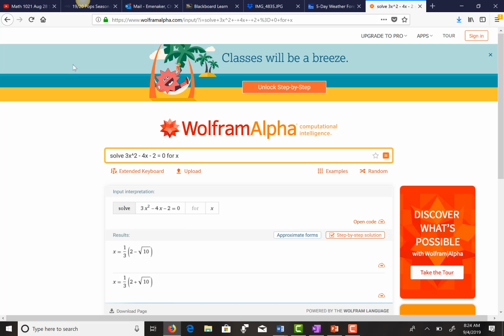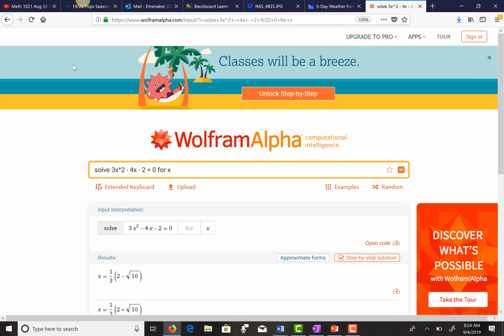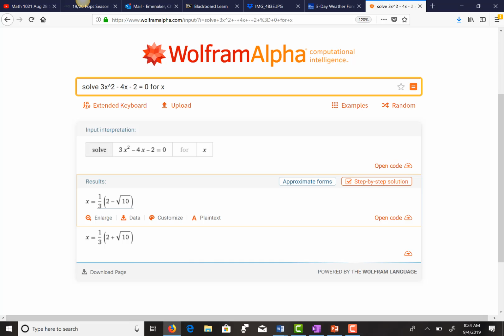And the answers are going to be just that bizarre if the input interpretation doesn't match what you actually wanted to solve. But if you then take a look, if you can see this very well, do you see down there at the bottom? It's got the two answers we came up with, doesn't it? Okay. So Wolfram Alpha, it's free.